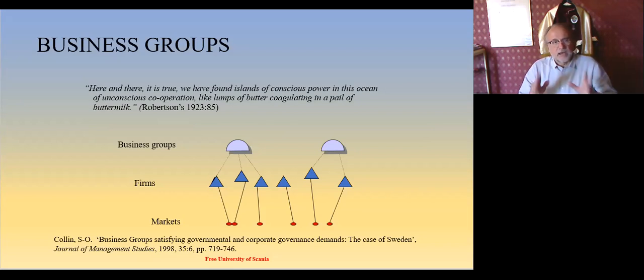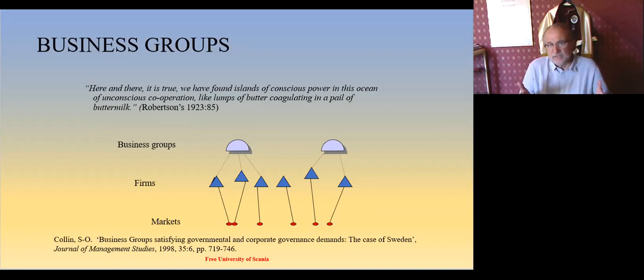Business groups. I have a citation from Robertson. "Here and there it's true, we have found islands of conscious power in the ocean of unconscious cooperation, like lumps of butter coagulating in a pail of buttermilk." That citation is used by Coase and Williamson when they are writing their theory about transaction costs, which tries to answer the question, why do firms exist?